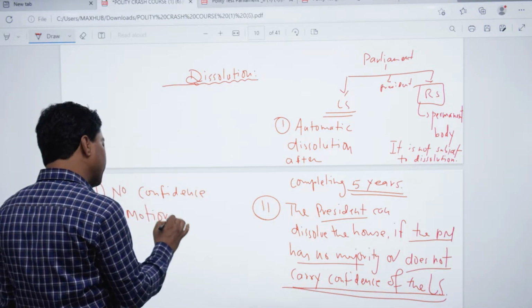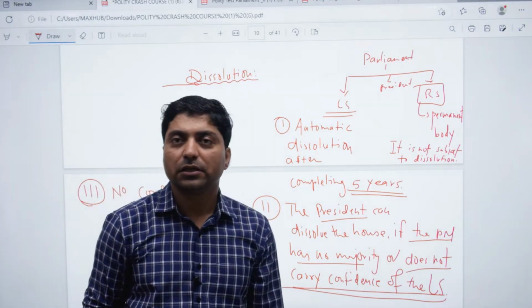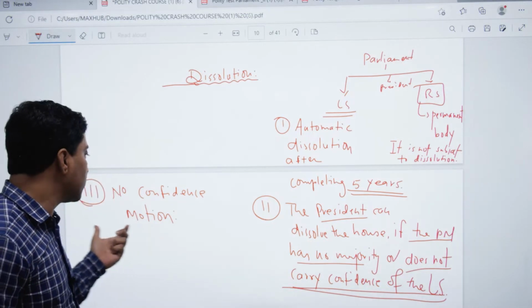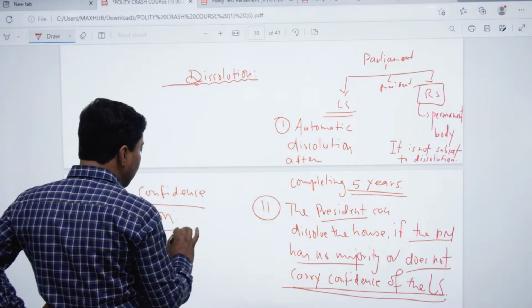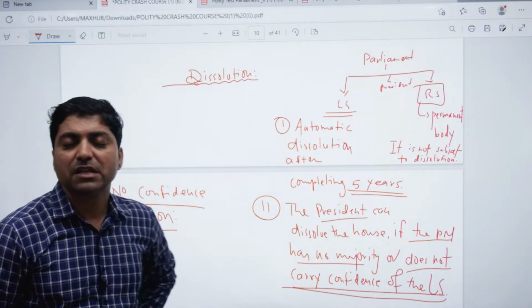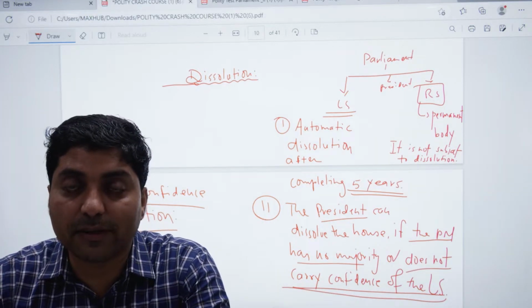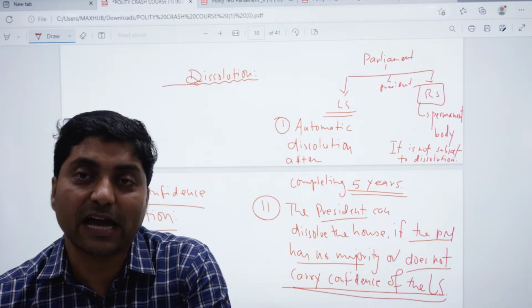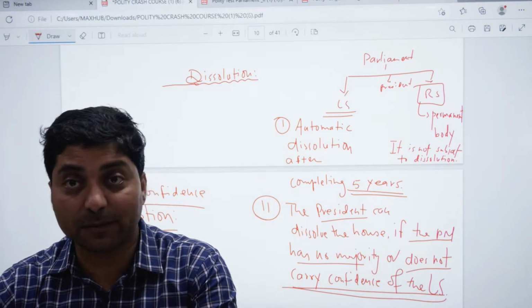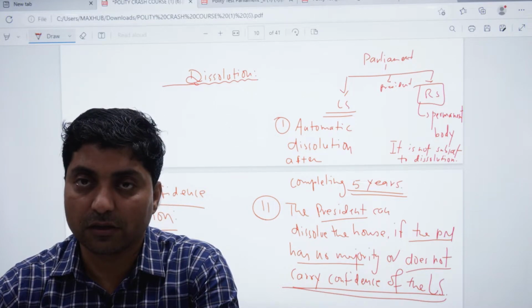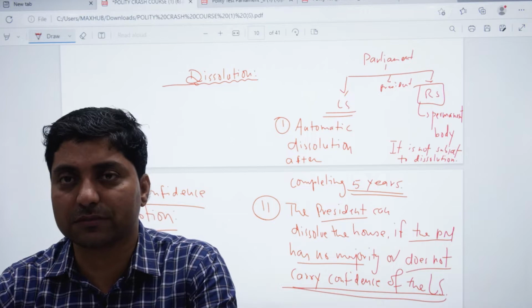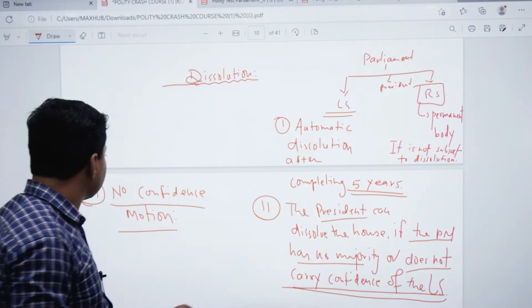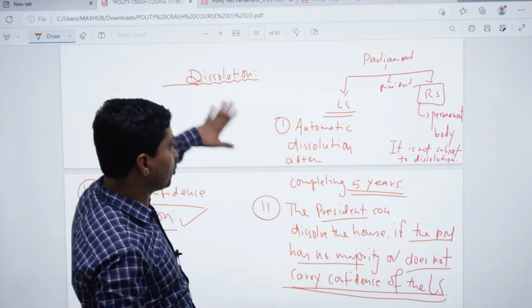Right. Third is the no confidence motion, which is related to the second and third. No confidence motion can only be introduced in the Lok Sabha. It cannot be introduced in the Rajya Sabha. So a member can introduce a no confidence motion, and if it is passed, then the government collapses. Right? And if any political party has no full majority, either by coalition or alone, then the president has to dissolve the house and new elections shall take place. I hope you got the idea. So this is called dissolution.